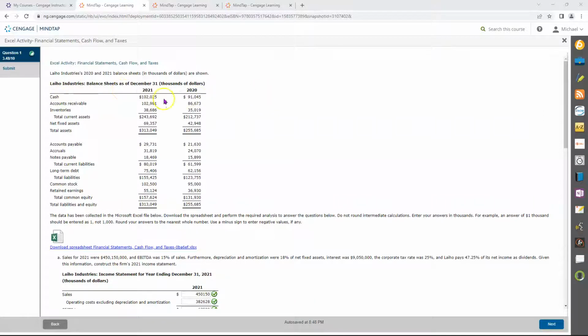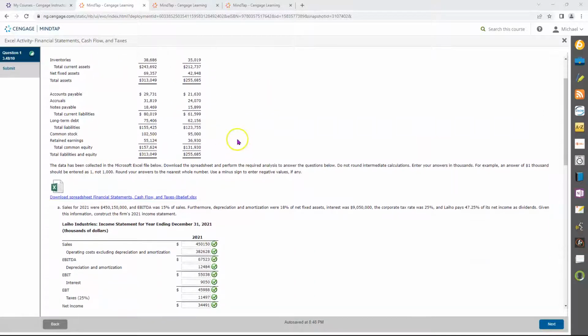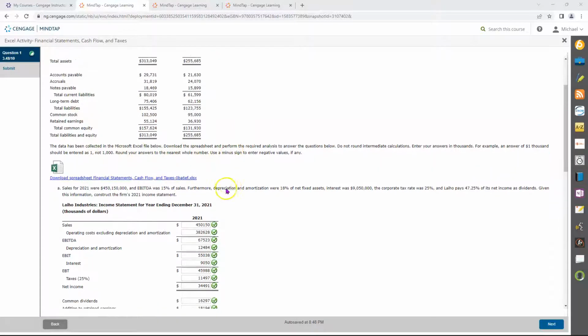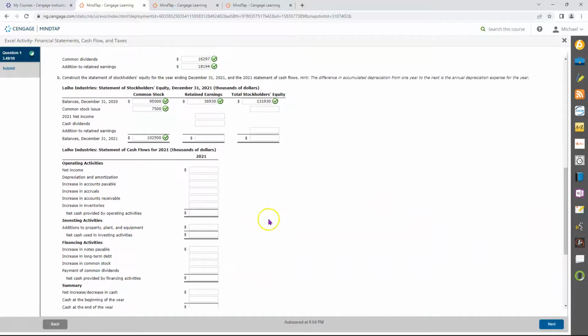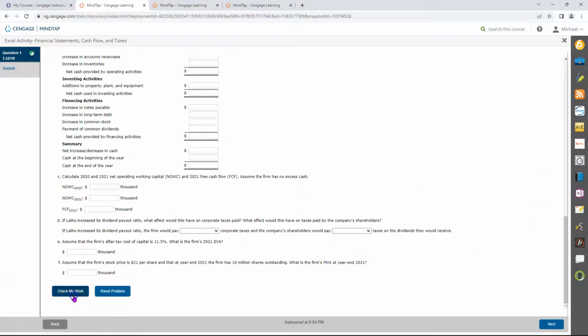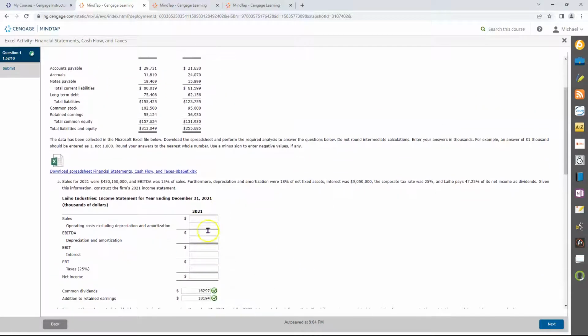It gives us some information here with their balance sheet, and then it tells us some beginning information about their sales and some other information, right? You can see I've already started working through this. So let's come up here and I'll delete some of these to show you how I went about getting those numbers, because that's the important thing. We'll just delete those for now, and you'll see how it's going to come back. So let me come back here to clear those check marks off.